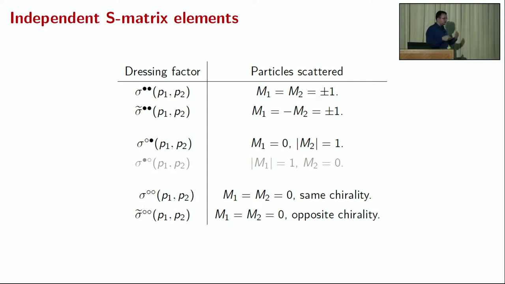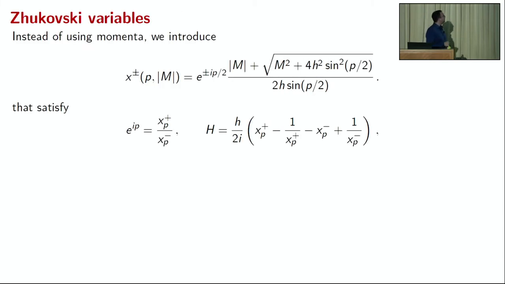How do we do this? By crossing. In order to discuss crossing, I need to tell you a little bit about Zhukovsky variables. It's more convenient to express the S matrix and the crossing equation in terms of these variables. They are very familiar for people that work on AdS5 because they are exactly the same as in AdS5. So this m has exactly the role of the bound state number in AdS5. And this is the relation with the momentum and the relation with the energy.